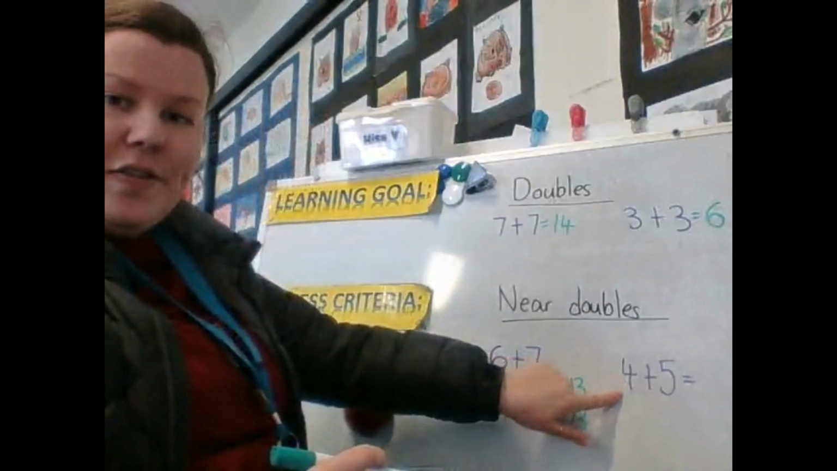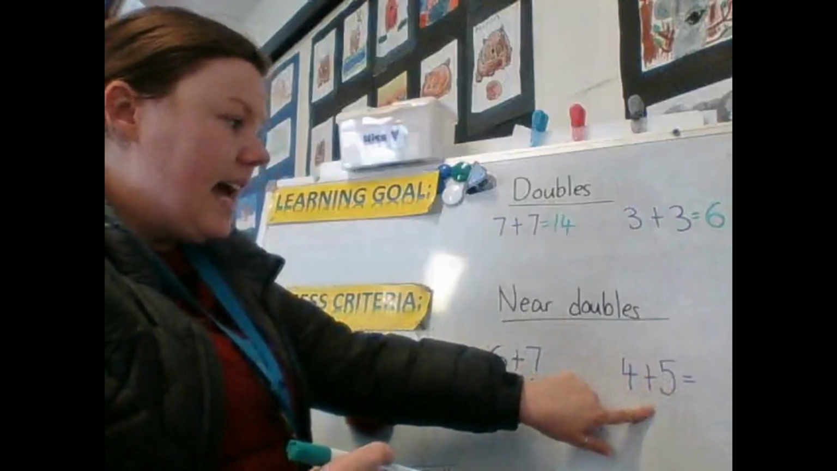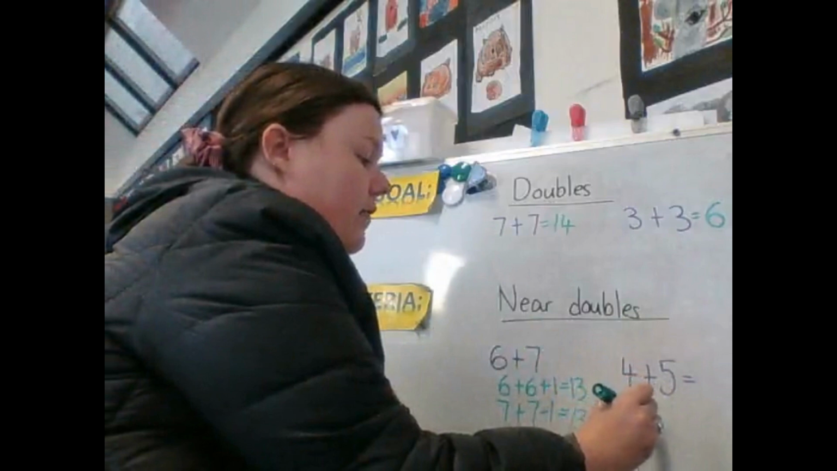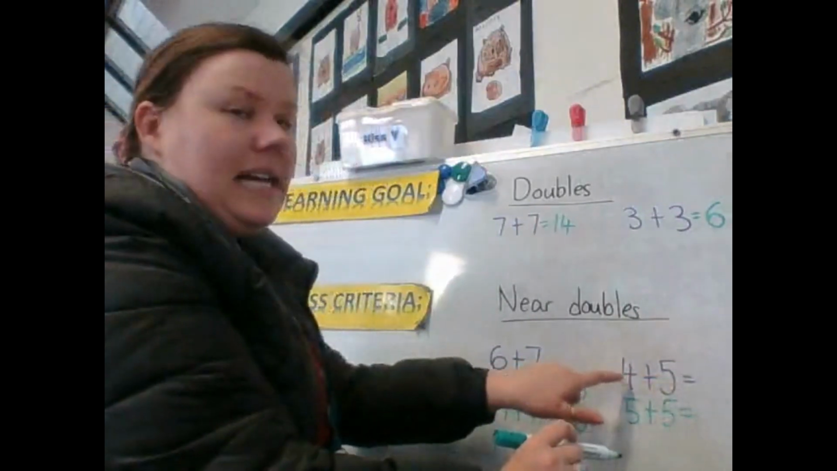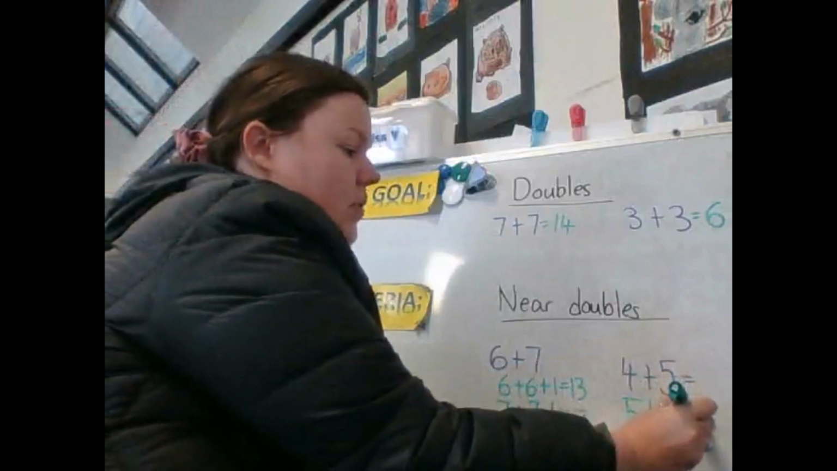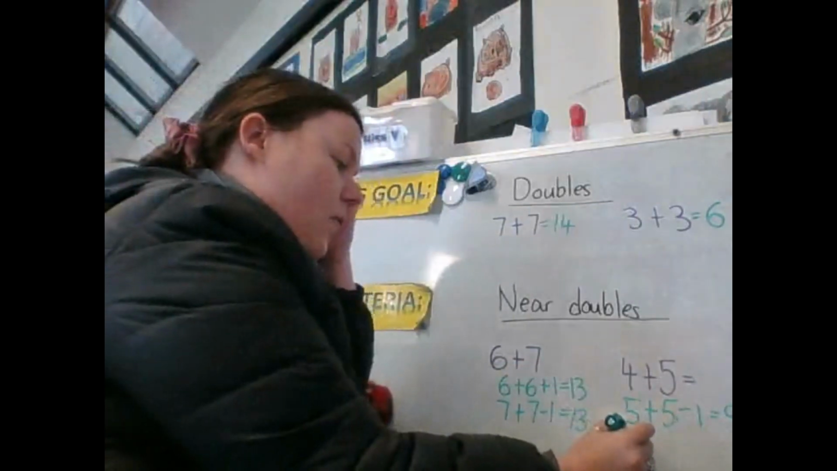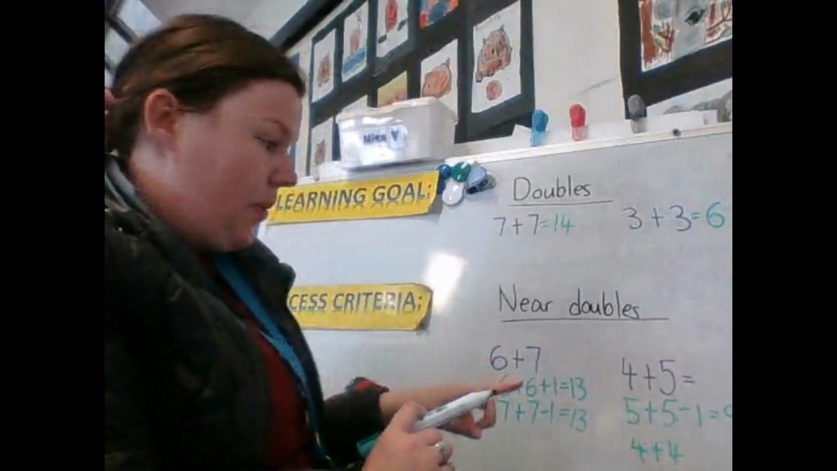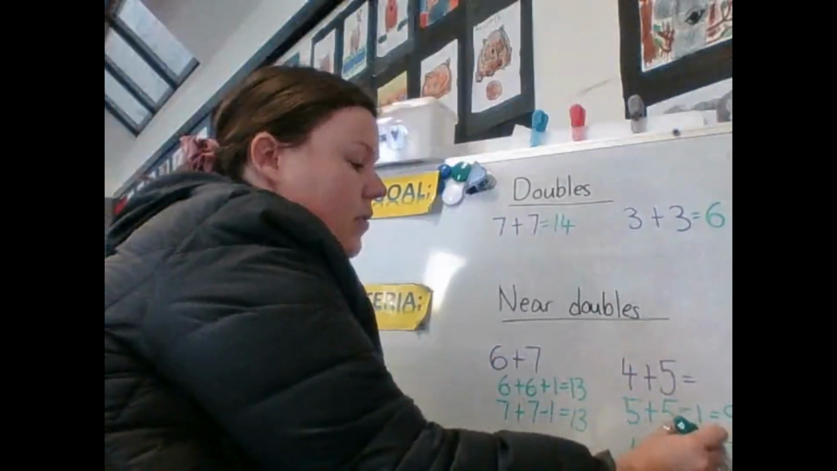Similar over here, we've got 4 plus 5. I can look at this as 5 plus 5, because I know that 4 is very close to 5. So 5 plus 5, we know that equals 10, and we need to take 1 away, which would give us 9. Or we can look at it as 4 plus 4 plus that 1 more, because we actually had 5 here, plus 1 more equals 9.